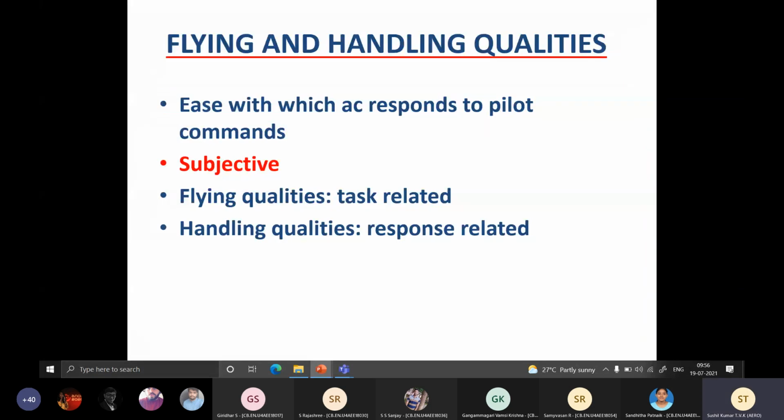Now we'll talk about flying and handling qualities.